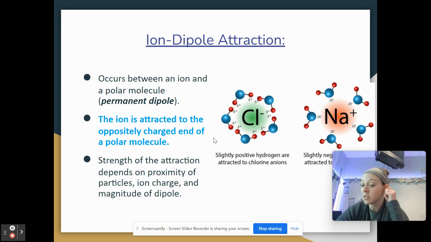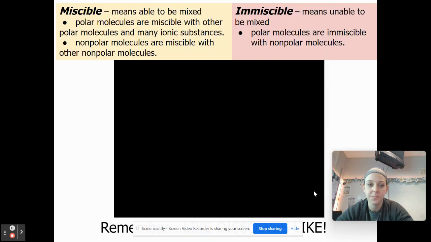So the strength is going to depend on how close together they are, how big of a charge it is, and also how big is that dipole. So is the polar molecule a really, really strong dipole or not so strong a dipole? This is why we'll see water has a really good ability to dissolve things like salt. It's because it's very polar, and polar things dissolve ionic things very well. The more polar it is, the better it's going to dissolve an ionic compound.